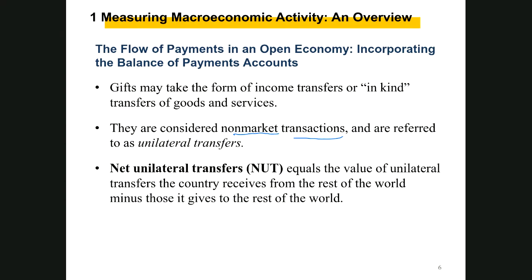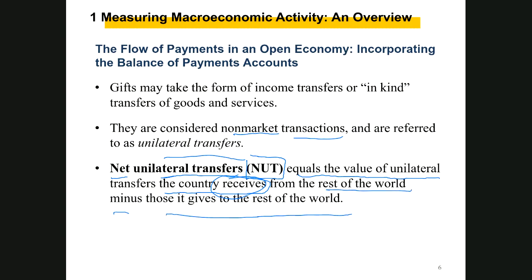Usually this is a very small amount if you compare it with GDP and GNE or the other accounts. So this is called net unilateral transfer. Okay, so NUT, the acronym, equals the value of the unilateral transfers the country receives, the money that you get from the rest of the world, minus those you give to the rest of the world.